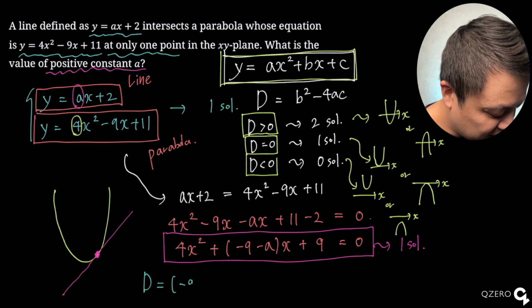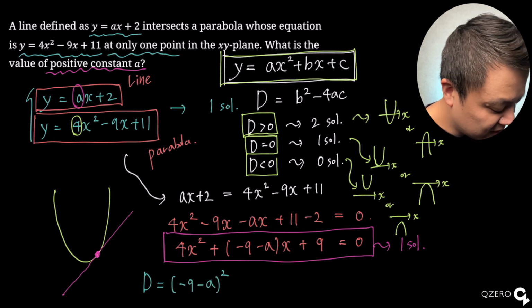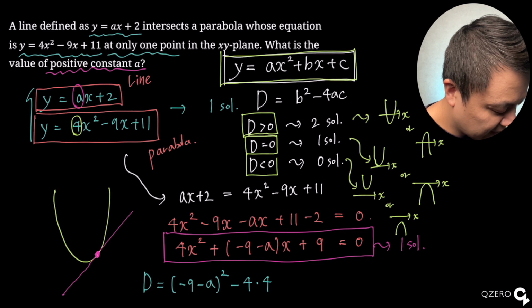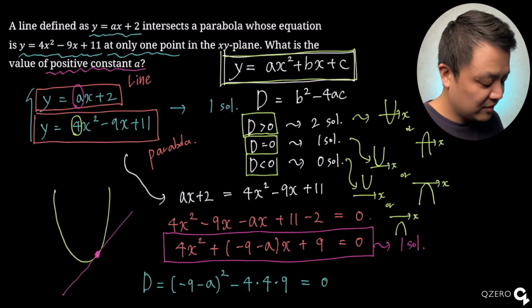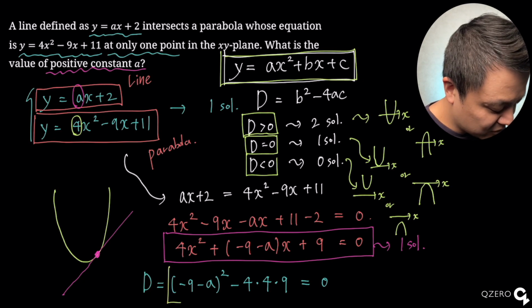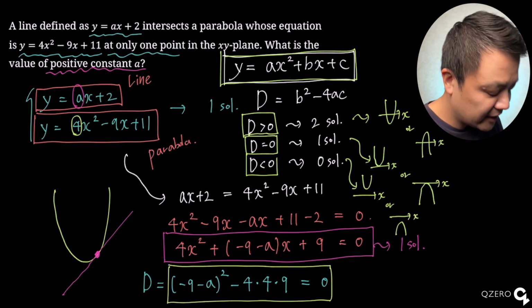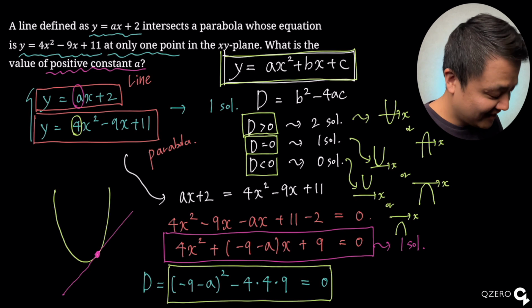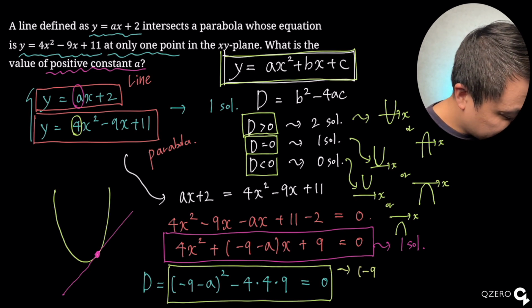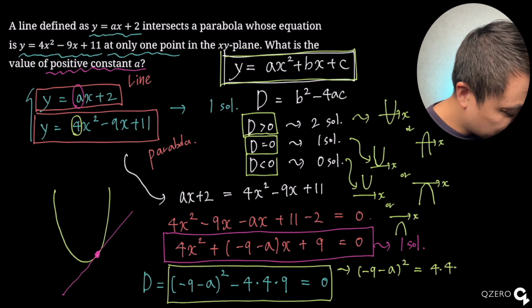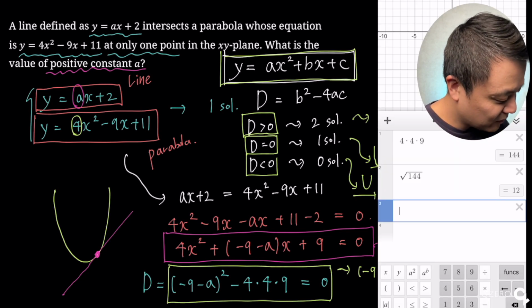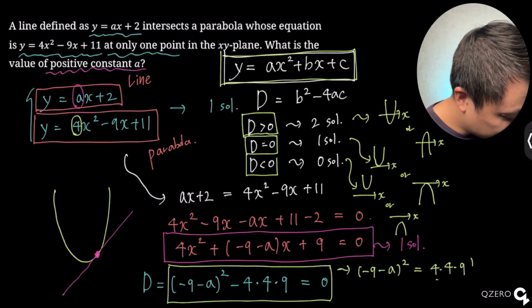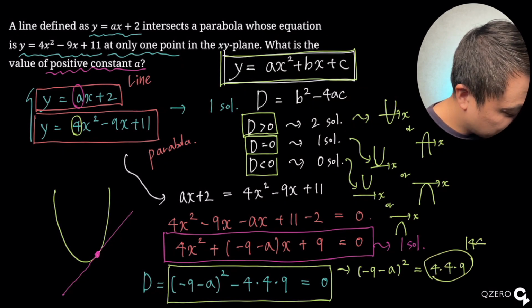Here comes the b squared minus 4ac. That is supposed to be equal to 0. Okay, so all we have to do is just solve this equation to find the value of a. Then we're done. So negative 9 minus a, squared, equals 4 times 4 times 9. 4 times 4 times 9 equals 144. So this number here, 144.